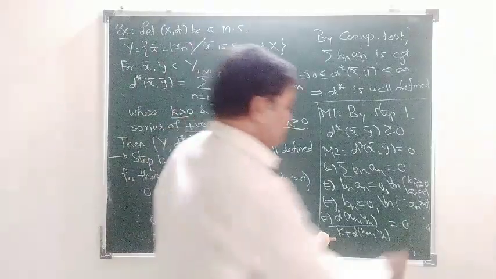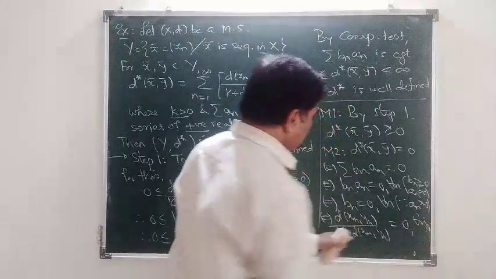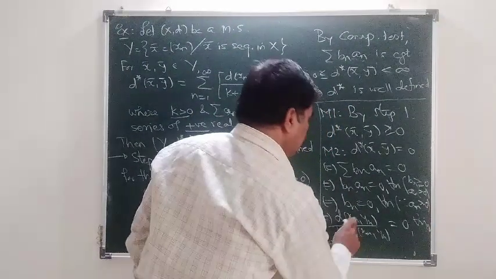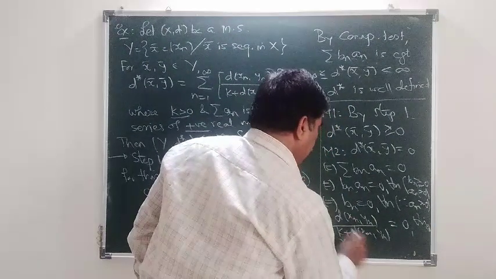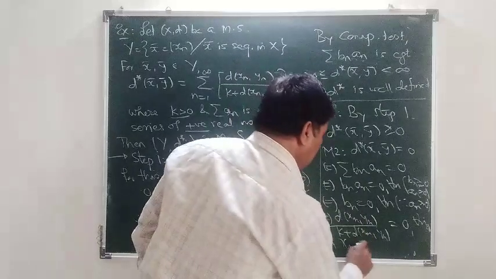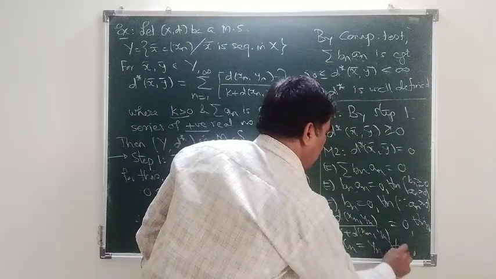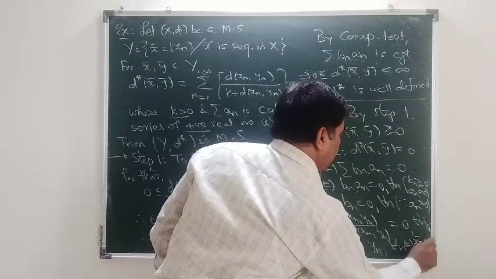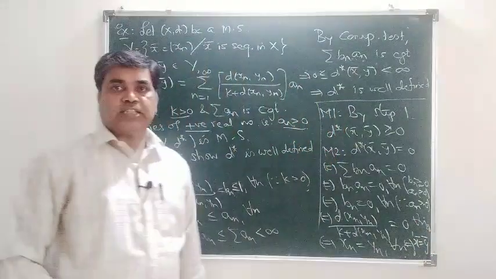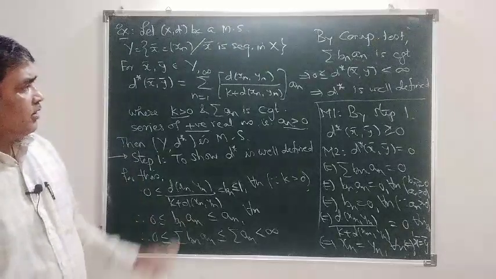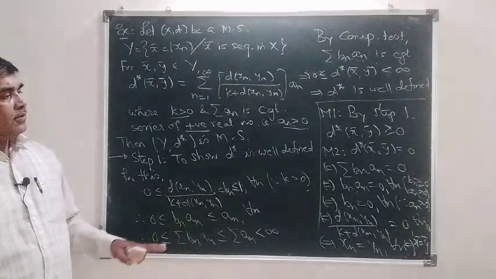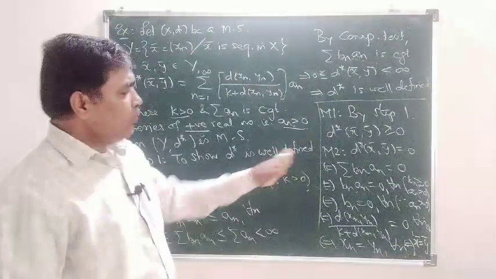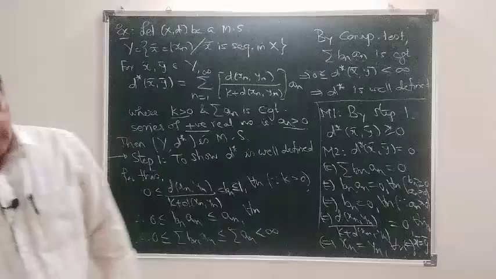The denominator is strictly positive. So this term is 0 if and only if d of xn, yn must be 0, that is xn is equal to yn for all n, if and only if x bar is equal to y bar. Thus, the M1 and M2 axioms hold.